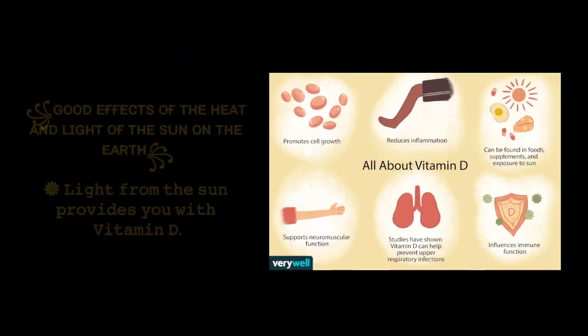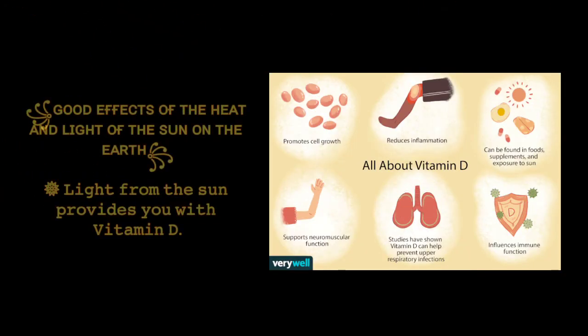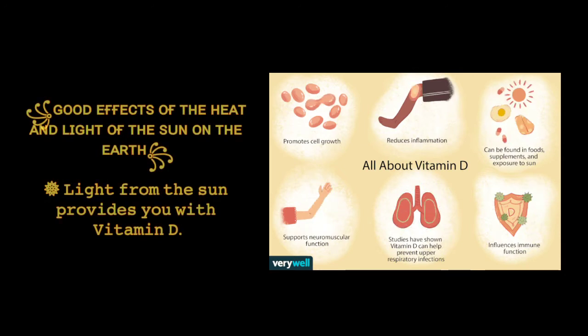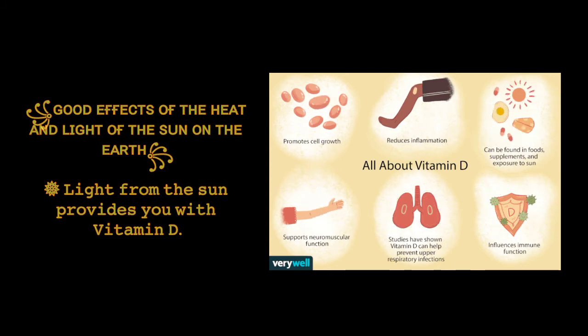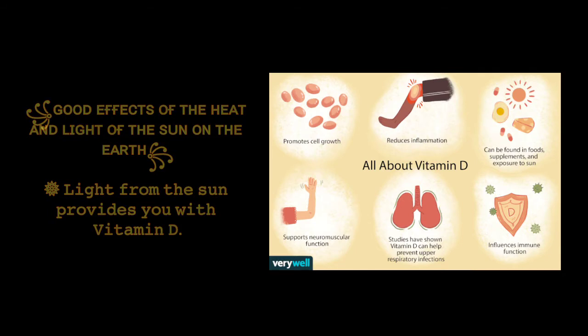Good effects of heat and light of the sun on the Earth. Light from the sun provides you with vitamin D. It is often referred to as the sun vitamin. Vitamin D is involved in maintaining a healthy body. One way you can get this vitamin is exposure to the ultraviolet light from the sun.